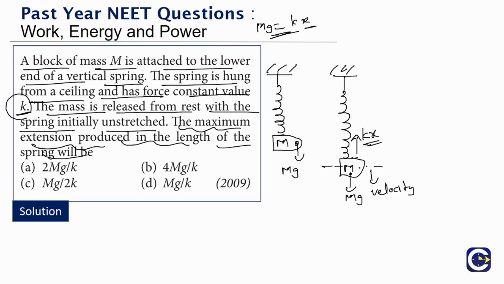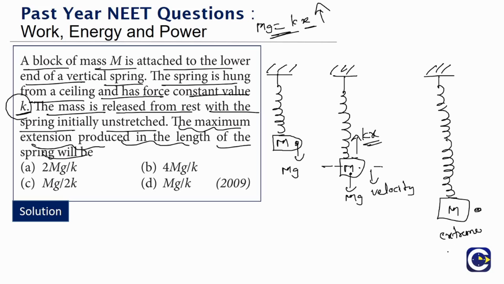Now, as the block moves further down, the spring force will keep increasing, while the weight will not change. As a result, the upward force will be more than the downward force, so the block will be under deceleration. It will go to this extreme position. You know what this extreme position is? It is the point where the velocity of the block becomes zero. We'll talk about it in the oscillation chapter. This position will be called the equilibrium position.